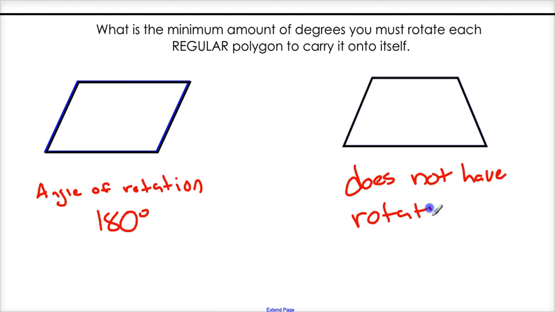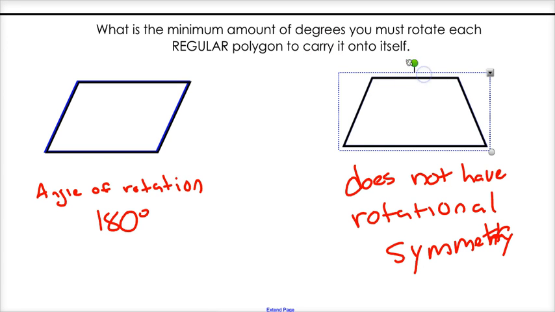So you have to turn it all the way around to come back to itself. This does not have rotational symmetry. All right? So in this case, since we can't turn it less than 360 degrees, you have to turn it all the way around. This does not have rotational symmetry. And not all shapes have it. All right? So it's good to know. Sometimes they don't have it.